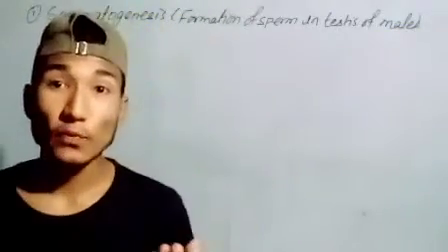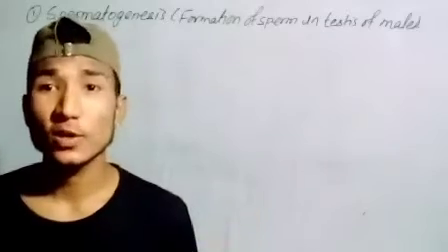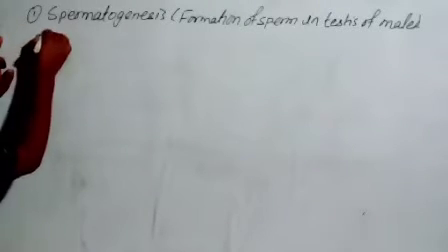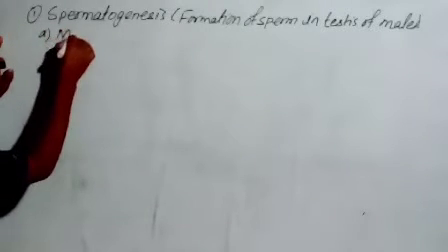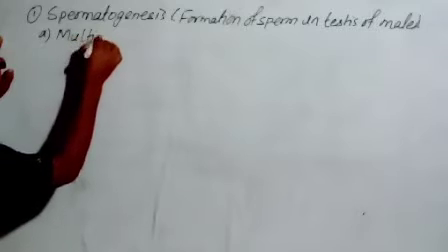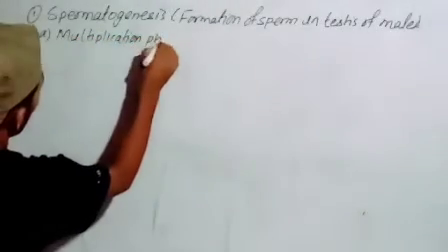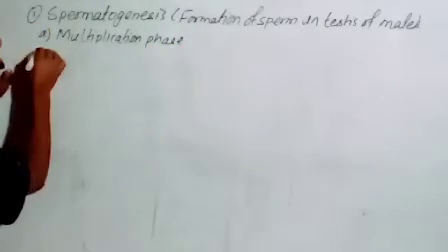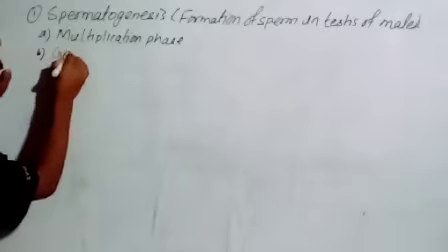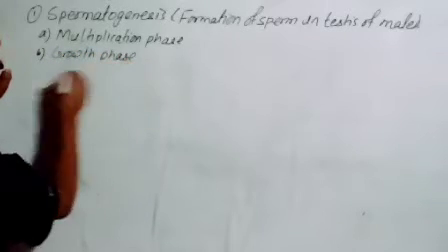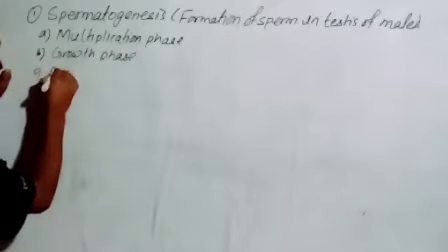In spermatogenesis, sperm is formed through three phases. What are the phases? I will write them here. The first phase is the multiplication phase, the second is the growth phase, and the third is the maturation phase.